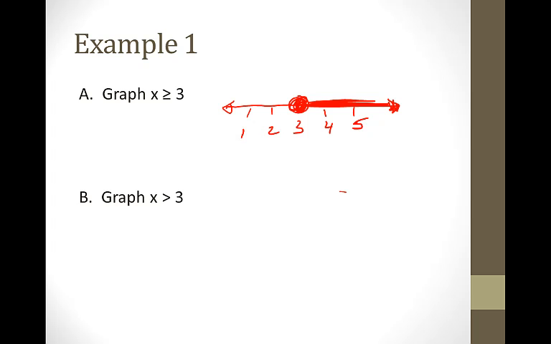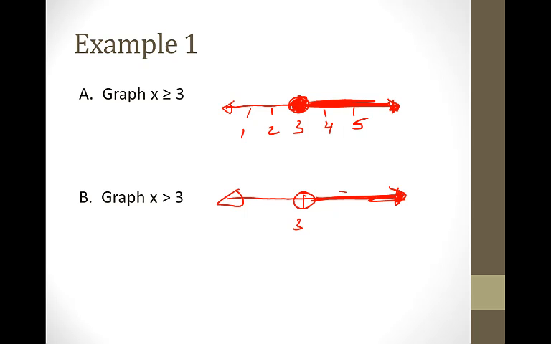Now what about part B? Graph x is greater than 3. As you recall, the one difference here is when I put the 3 here, circle it and shade to the right, I do not fill this in. Hopefully that makes visual sense here. Equal to 3, we include the 3. Here we go all the way up to 3, but we stop right short.